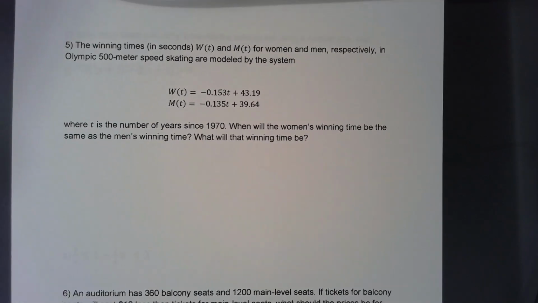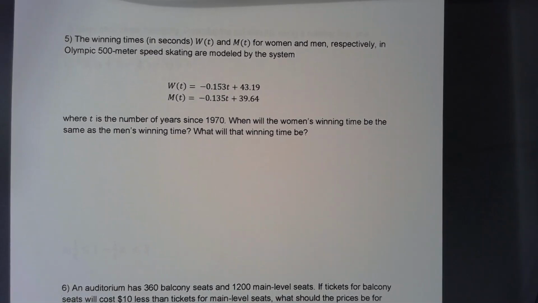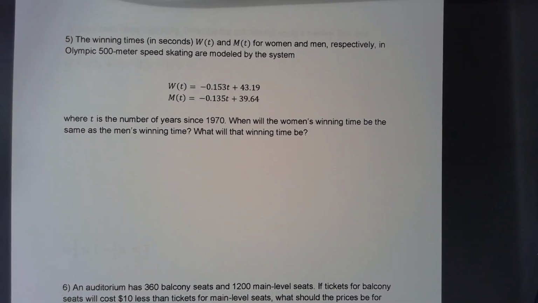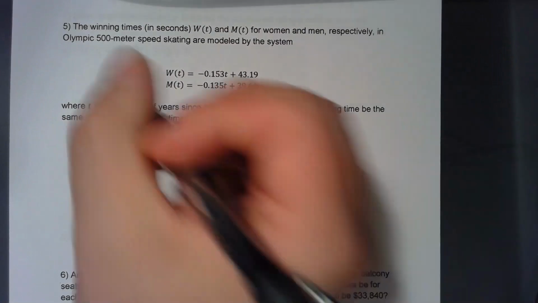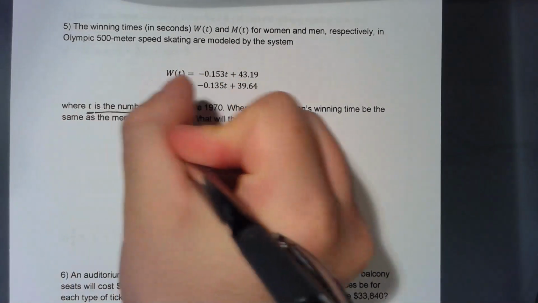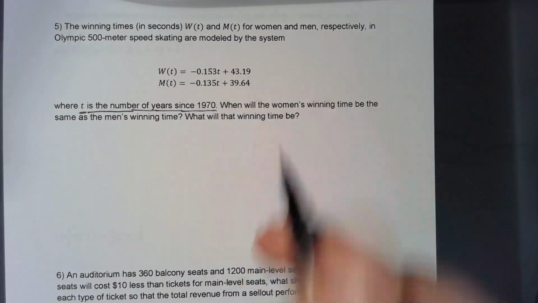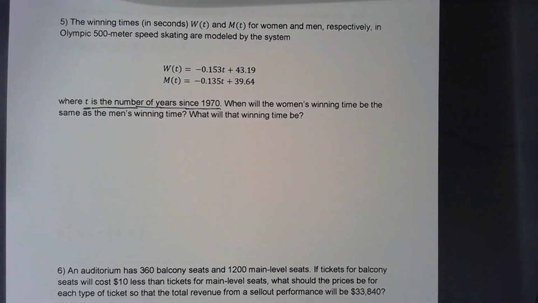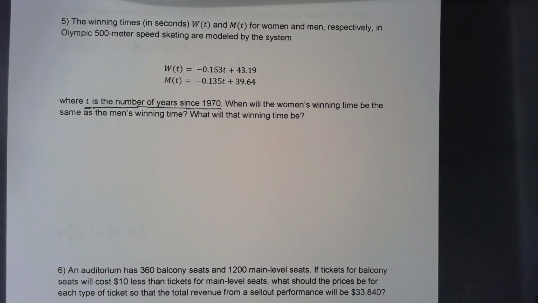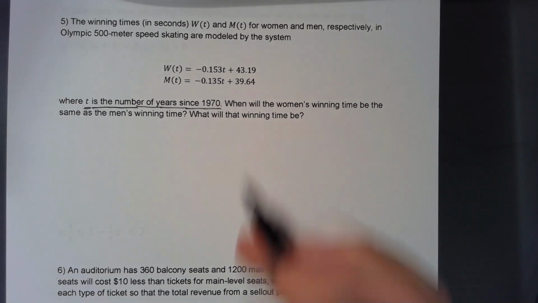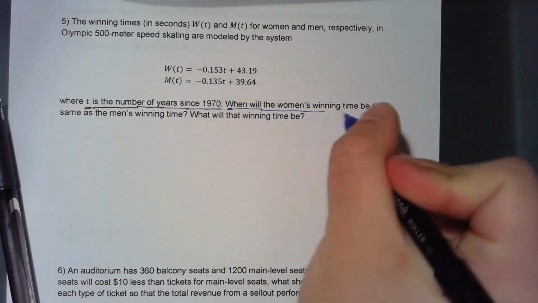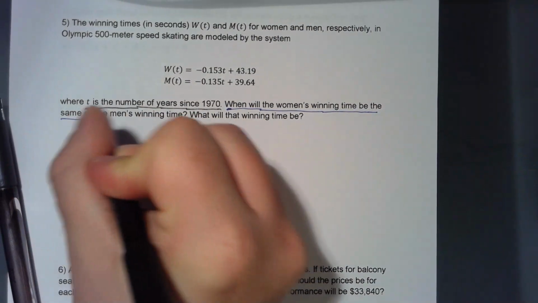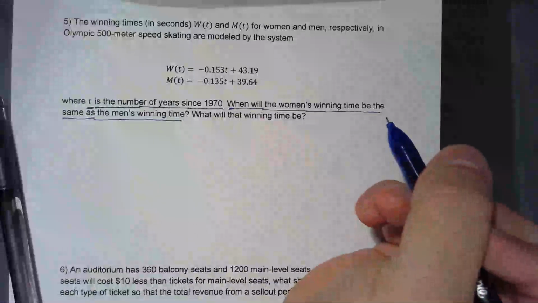All right, so in this one I have the winning times in seconds for women and men in the Olympic 500-meter speed skating race. And they're modeled by these linear systems, where T is the number of years since 1970. So when will the women's time be the same as men's winning time? And what will that time be?